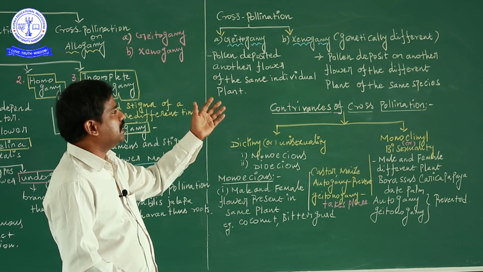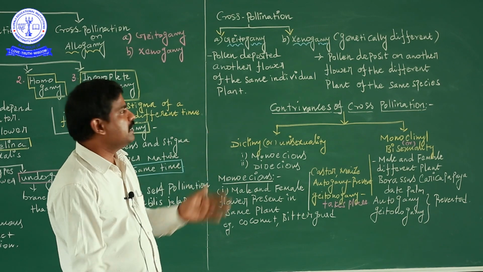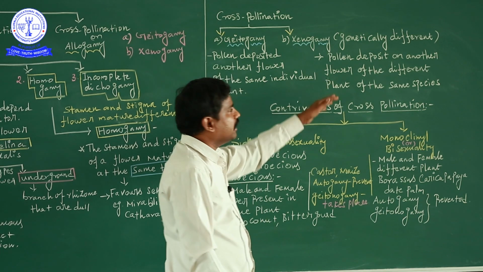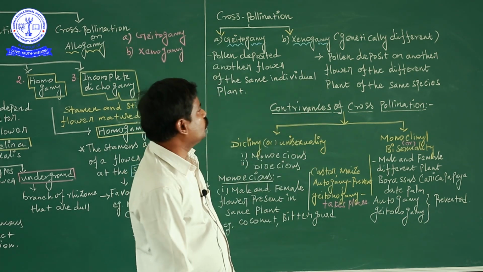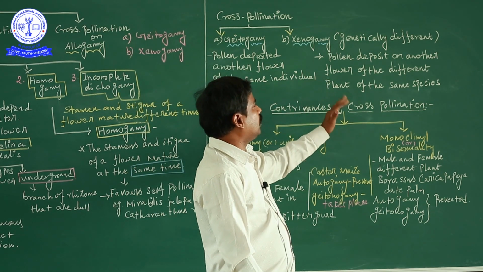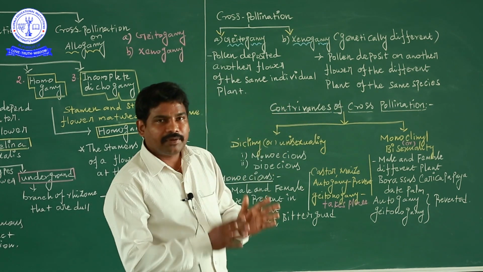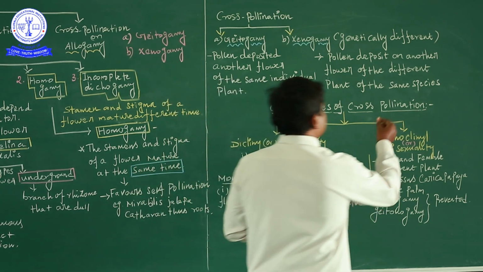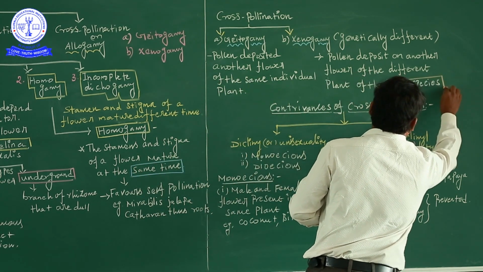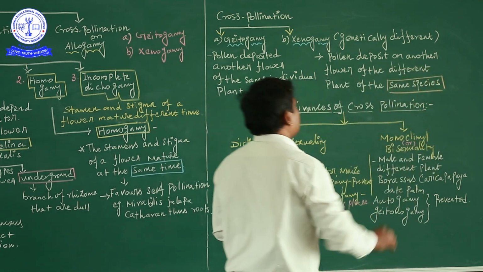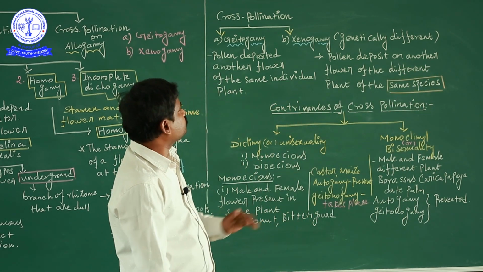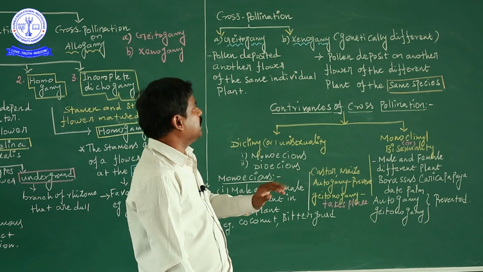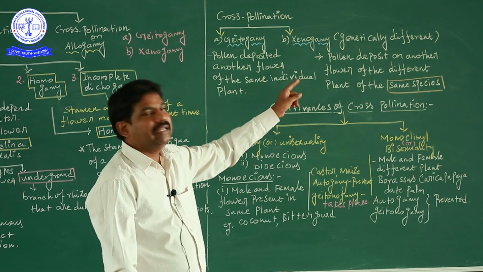Okay. Xeno means genetically different. That is very important, and this question is often asked. Xeno means genetically different. So the pollen is deposited on another flower of a different plant of the same species. Very important: same species. It is possible for the pollination. Okay, what is the main variation? Between geitonogamy and xenogamy, xenogamy means genetically different.